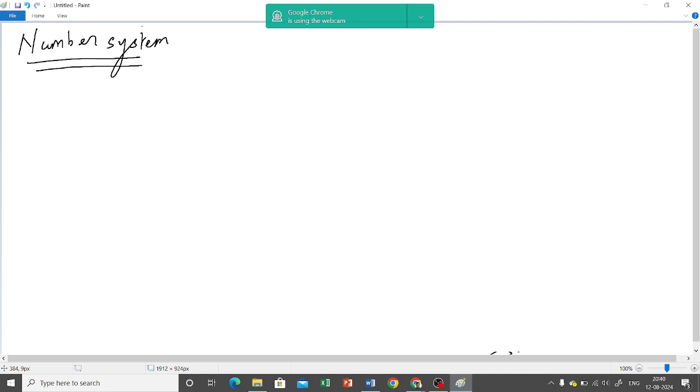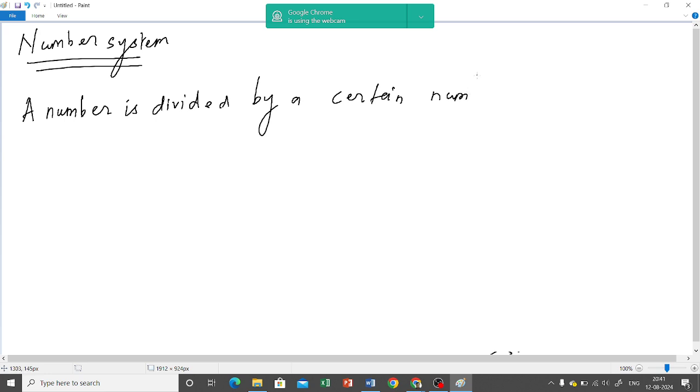You need to remember these rules very nicely. This is the culture of the number system chapter. A number is divided by a certain number n1 and gives a remainder r.